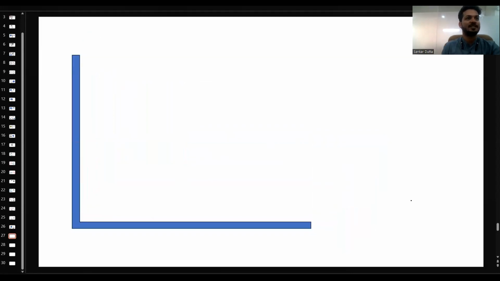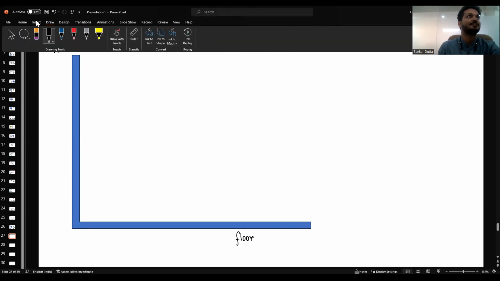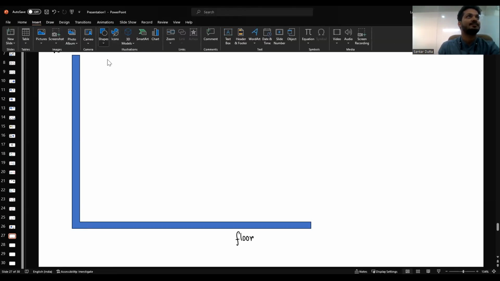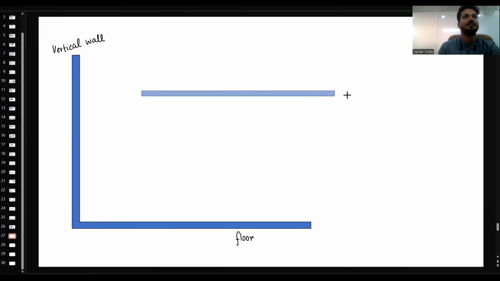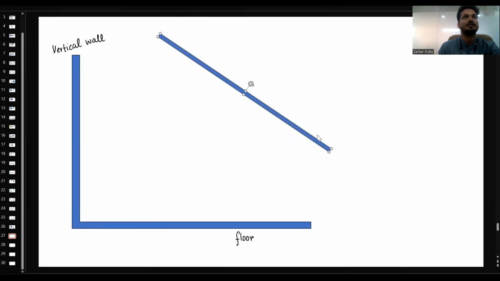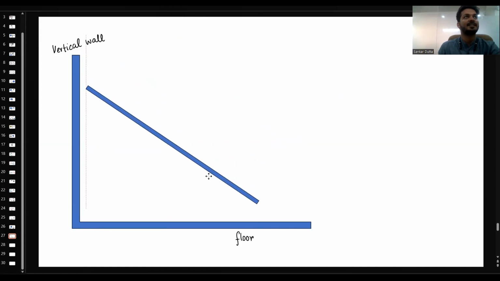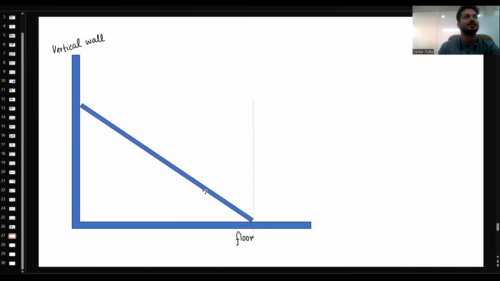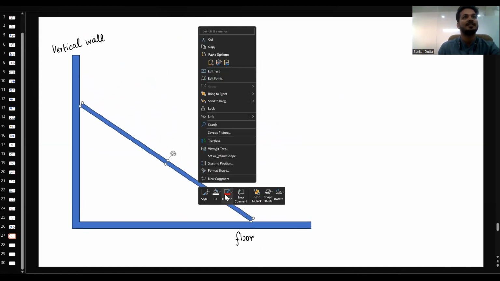Guys, so this is a question I have. This is the floor, and this is the vertical wall. This is like the side view. This is the vertical wall, and this is the floor. And I have a stick. I have kept the stick somewhat like this.